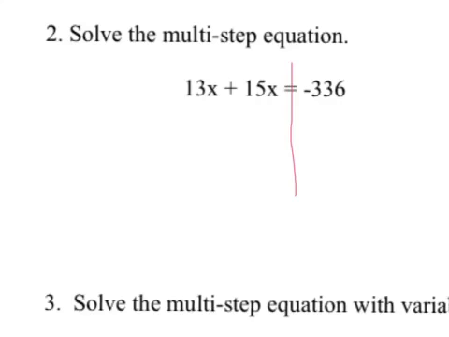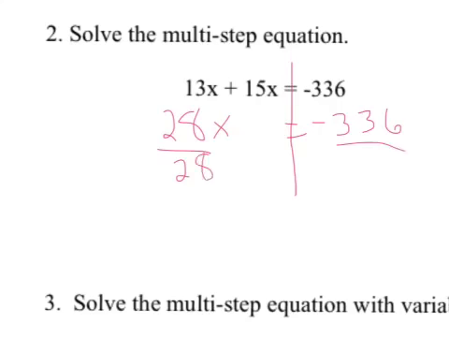So 13 plus 15 is going to give me 28, and we're talking about x's. And that's going to equal negative 336. The next thing I want to do is see if I have anything to move, and I don't have any constant terms by itself, so I just need to divide by 28 so that I can get the x all by itself. And 28 divided by 28 is 1, so I have 1x left equals negative 12. Negative because I have a negative divided by a positive.